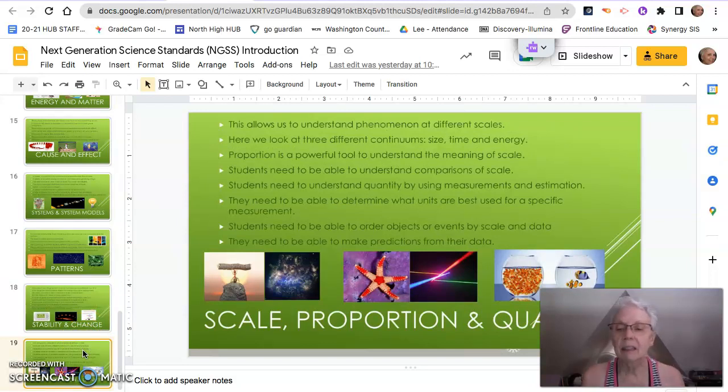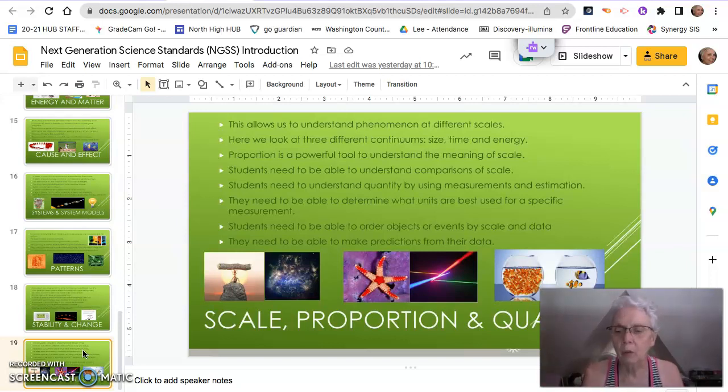And last, in these cross-cutting concepts, we're looking at scale, proportion, and quantity. We're going to look at phenomena of different scales. Some of them are going to be really tiny, some of them are going to be huge. We're going to look at 3 different continuums. We're going to look at size, we're going to look at time, and we're going to look at energy for our different continuums.